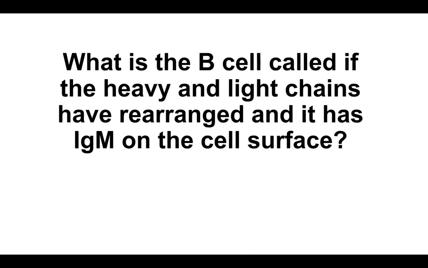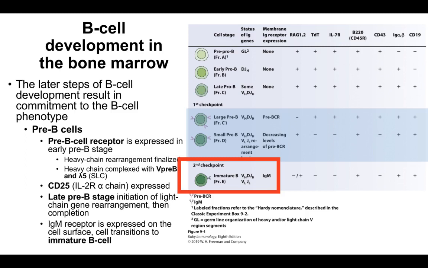What is the B cell called if the heavy and light chains have rearranged and it has IgM on the cell surface? That would be called an immature B cell. It has IgM on its surface, and it has heavy and light chains. If it doesn't have a B cell receptor on its surface yet, it has a pre-B cell receptor, we would call it a pre-B cell. They are pro-B cells when they're starting to rearrange their heavy chain genes.